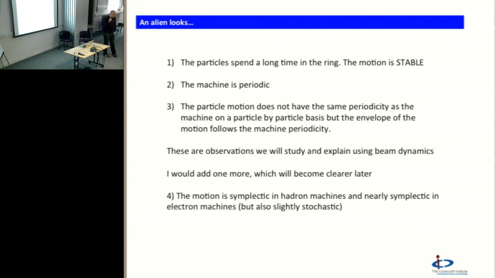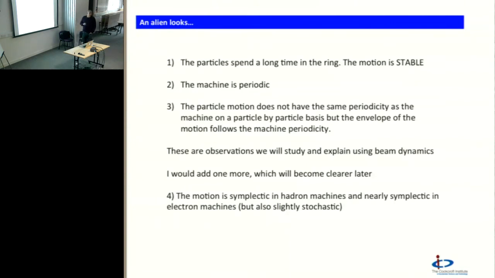The machine, rather, is periodic. So imagine you had a video camera glued to the top of an electron going around Diamond. Every turn you made, you'd see the same arrangement of magnets. And you might even see the same arrangement of magnets on a shorter time scale when you have periodicity inside of one turn. You have repeating cells of magnetic structure. So the machine is periodic.